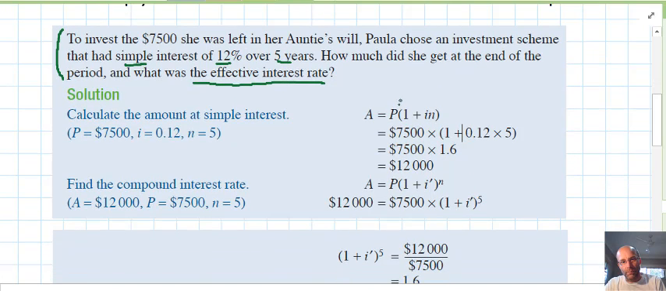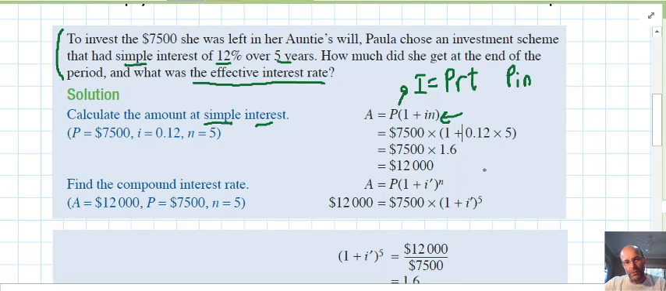So you may or may not be familiar with P outside of 1 plus IN, but that's basically I equals PRT, or PIN, and then we add the P onto it, and then we can factorize it and express it that way. That's just a version of the simple interest formula. That's not particularly important for this video, but using simple interest, whichever method you're familiar with, you would end up reaching $12,000 after the 5 years at the 12% simple.